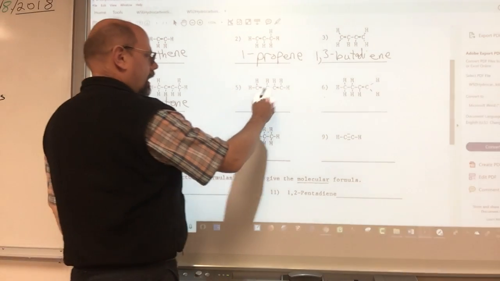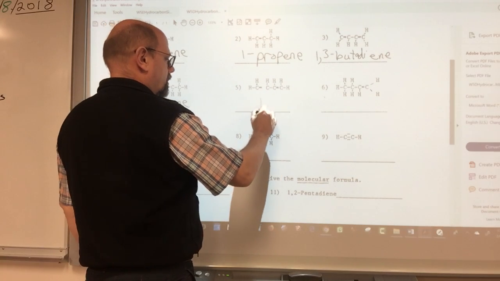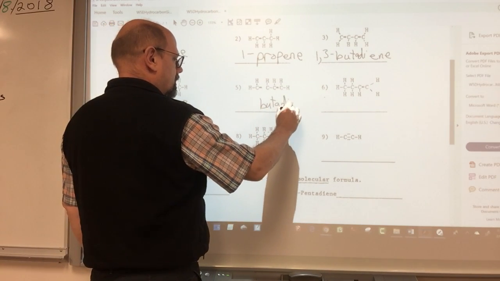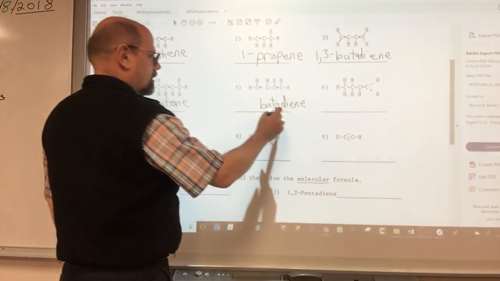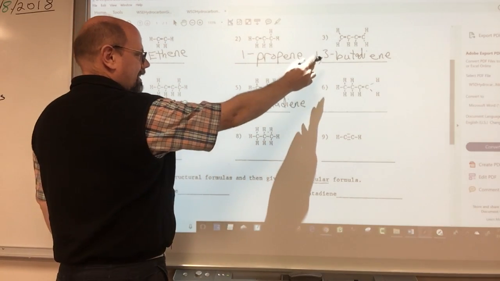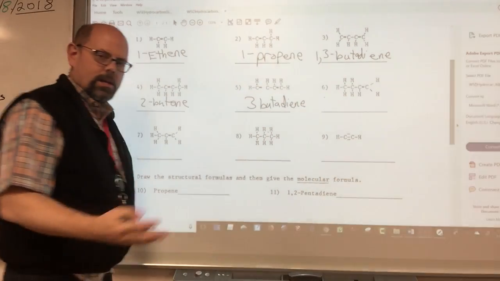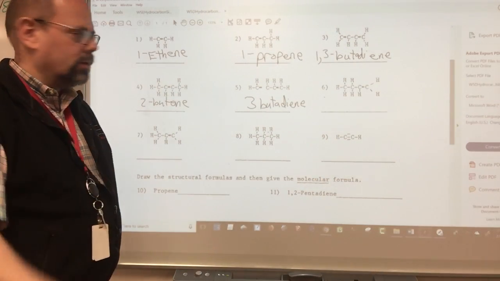Okay, again, you have 2 double bonds, so that's but, because there's 4 carbons, and 2 enes, diene. Where do they start? At the first and third carbon, so it's the exact same one as this, but notice it just looks like there's different places for hydrogens. It isn't, it's just flipped over.